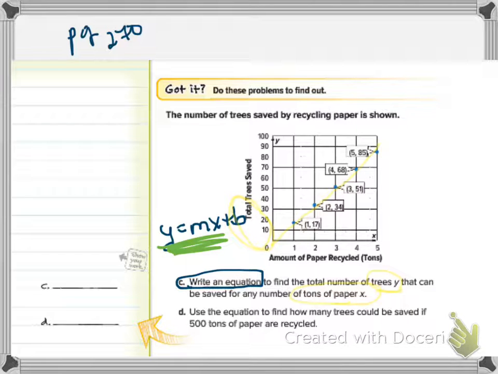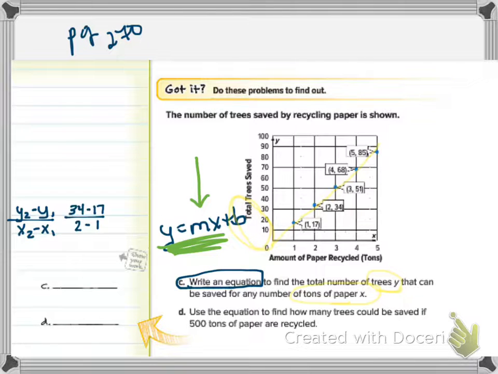So I'd like you to take a moment and find the equation, which means you are finding that m value to plug in. So hopefully to find that m value, use the slope formula, and you're going to pick 2 points and just plug that into the slope formula.